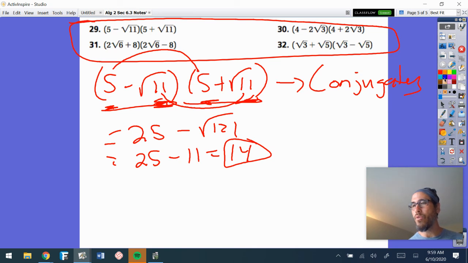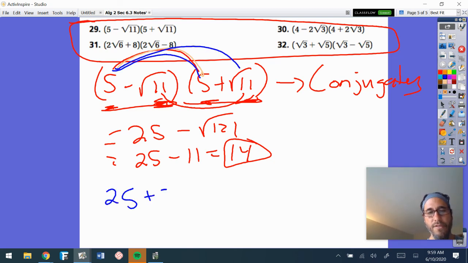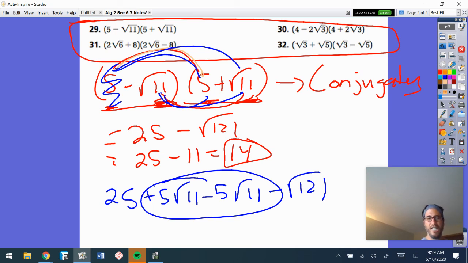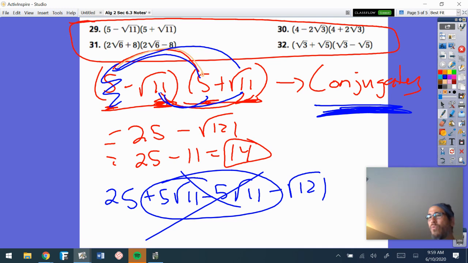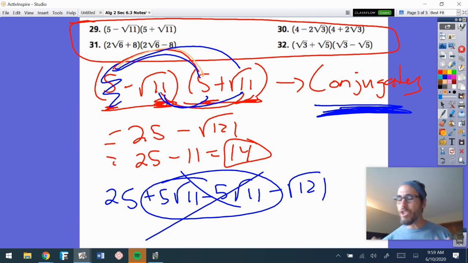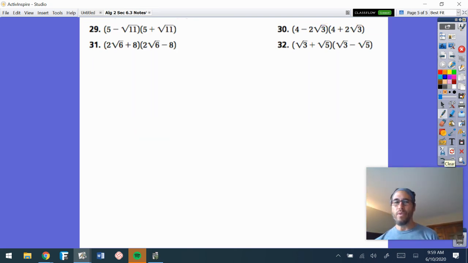Okay, now I'm going to show you in blue. You probably don't trust me, but let's share that 5. Share that 5, that's 25. Share that to that, that would be plus 5 square root 11. Share that with that guy, that's negative 5 square root 11. Share the last two guys, that's negative square root 121. What do you notice about those two guys? They'll go away. And whenever they are conjugates, they will always go away. So you want to remember, use shortcuts, be efficient whenever you can be.